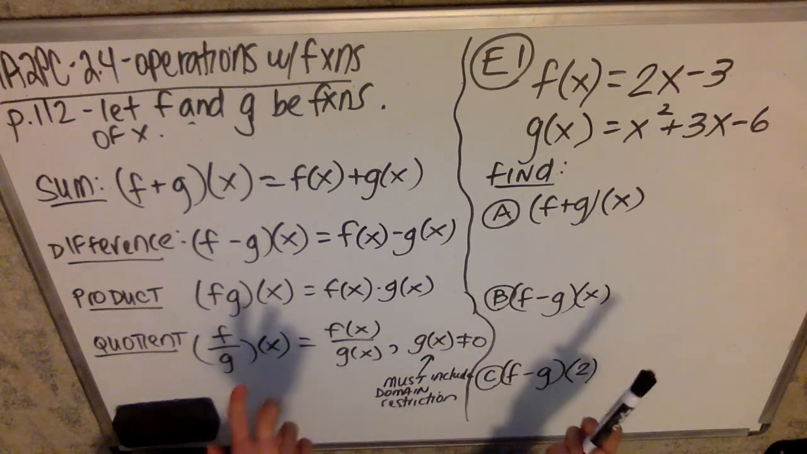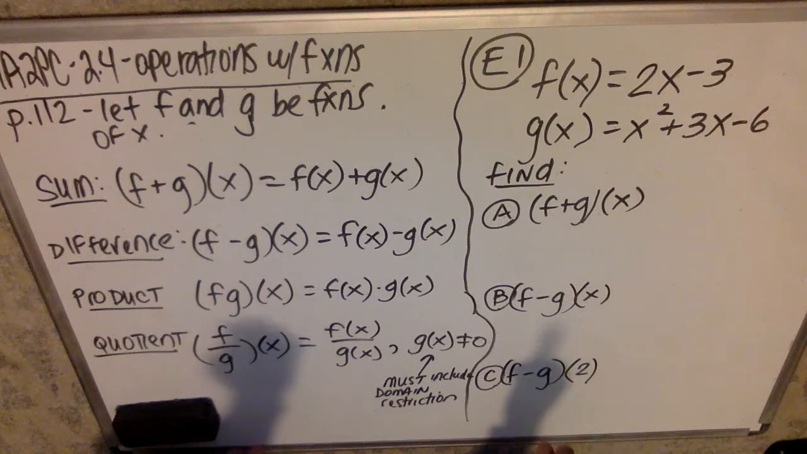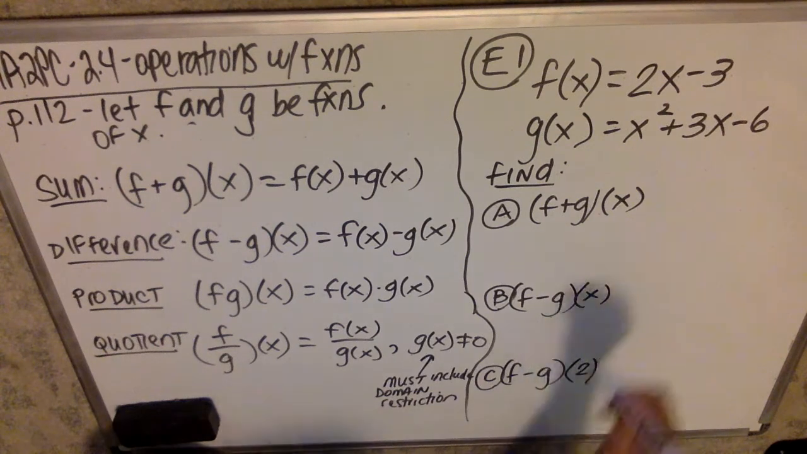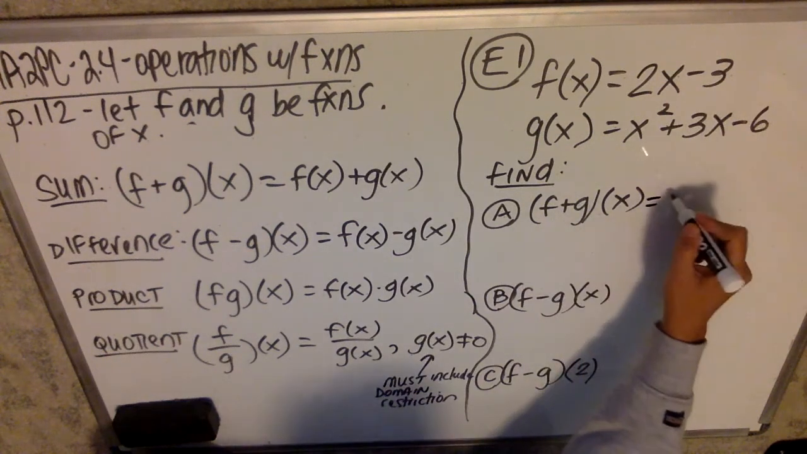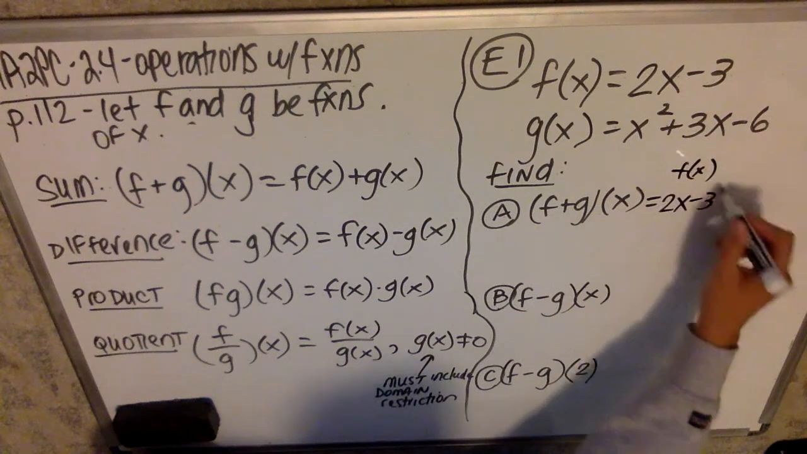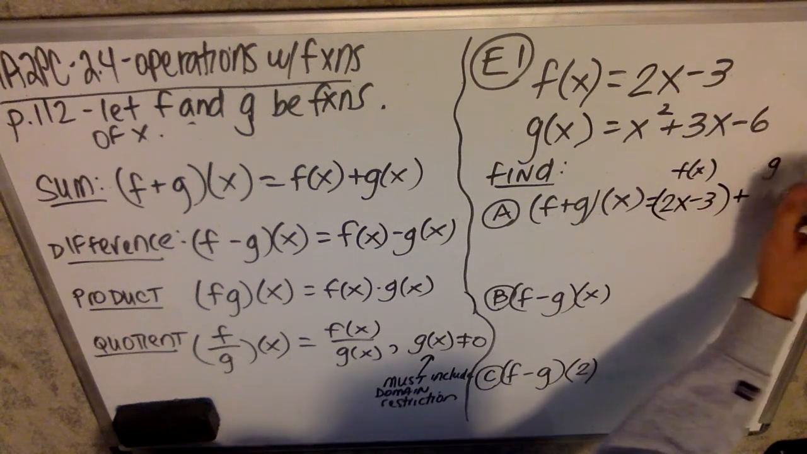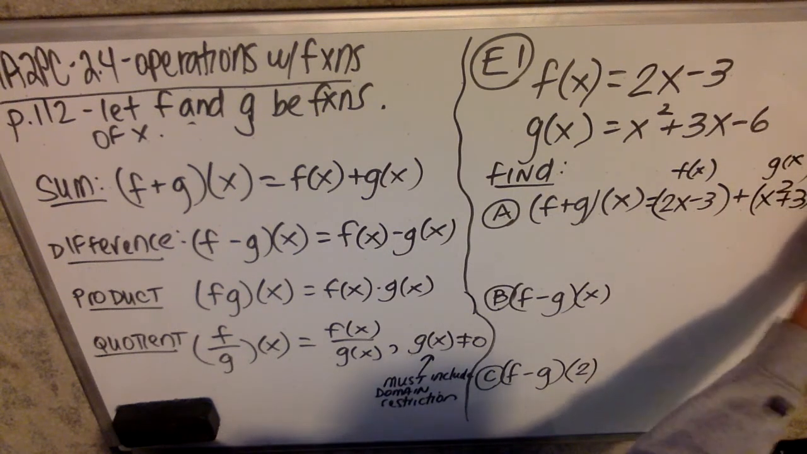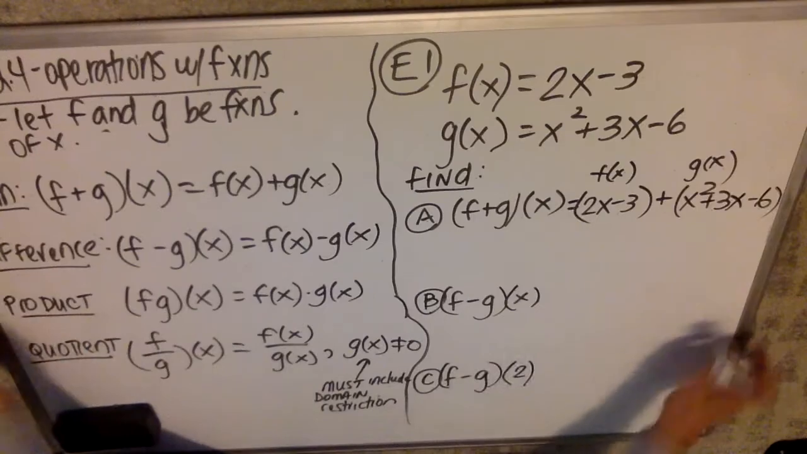All right, so we have f of x equals 2x minus 3, and g of x equals x squared plus 3x minus 6. So first thing we're going to do is f of x plus g of x. So f plus g of x is f of x, right? So f of x, which is 2x minus 3, plus g of x, which is x squared plus 3x minus 6, right?